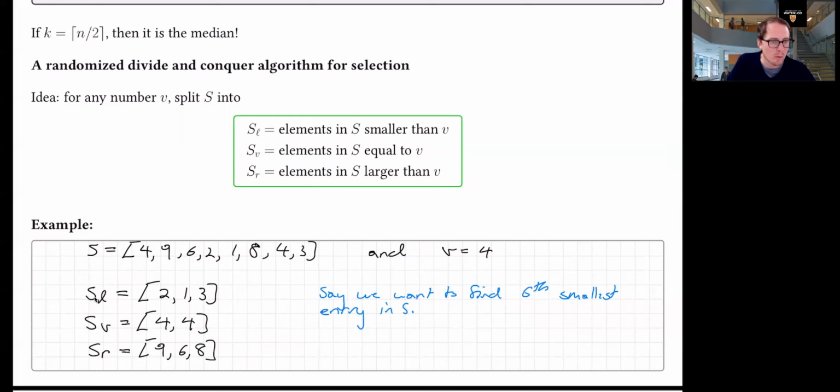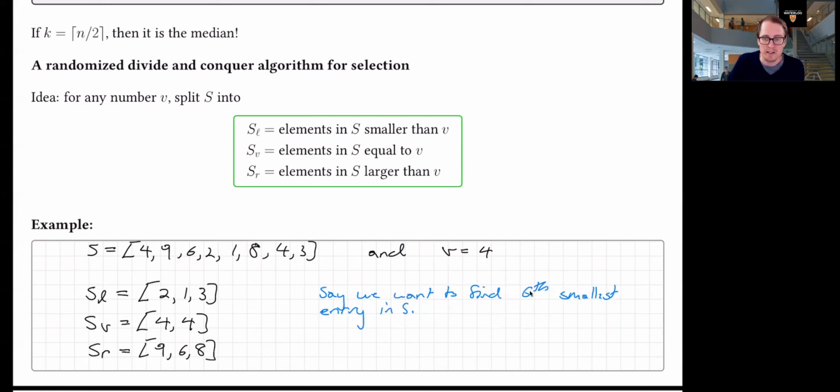What do we know? Well, we know that all the ones that are smaller than 4 are in S left. All the ones that are equal to 4 are in SV, and then all the ones that are bigger than 4 are in S right. So S left, these are the 3 smallest numbers, right? These are the next 2, and then these are the larger ones.